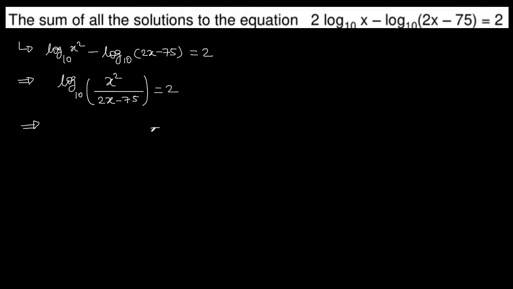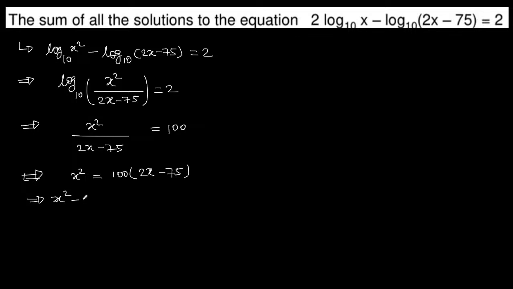This will go to 10 square, which is 100. So x square upon 2x minus 75 equals 100. This is x square equals 100 times (2x minus 75). So this is x square minus 200x plus 7500, which is equal to 0.